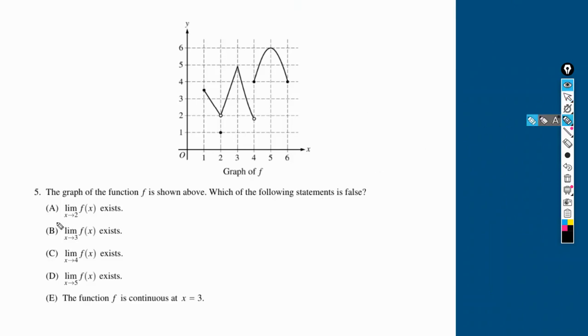Let's get to calc. The graph of the function f is shown above. Which of the following statements is false? The limit of x to 2 of f of x exists. The limit as x to 3 of f of x exists. The limit as x to 4 of f of x exists. The limit of x to 5 of f of x exists. Or the function f is continuous at x equals 3.